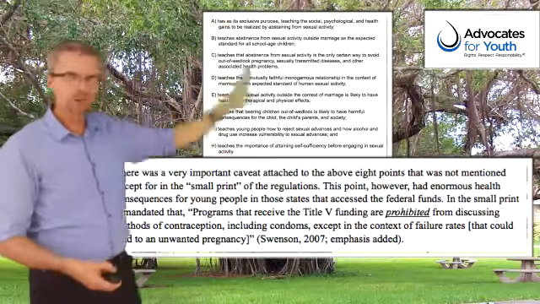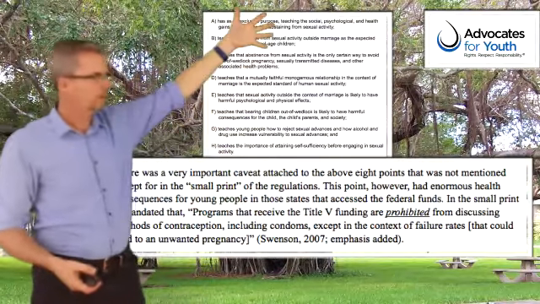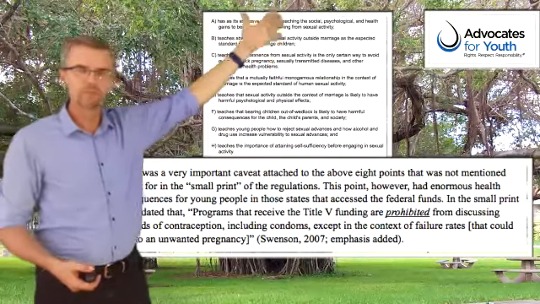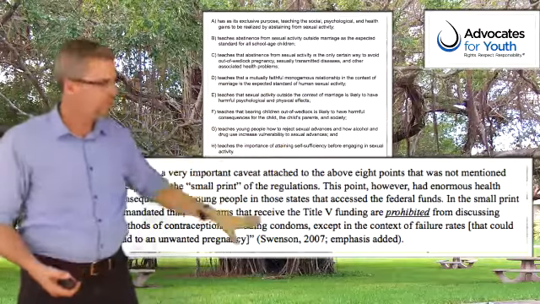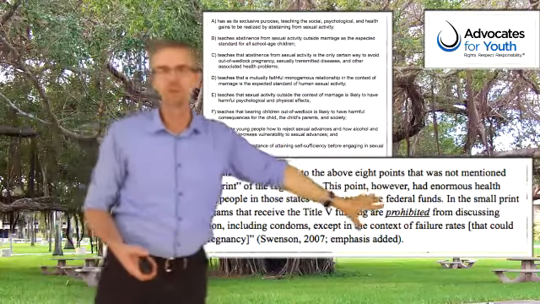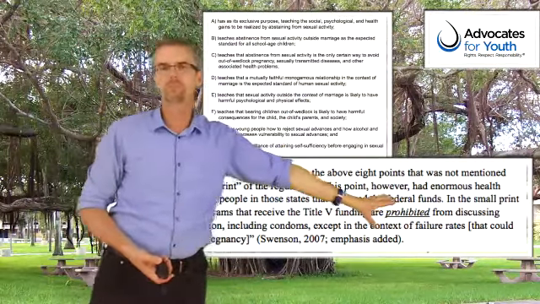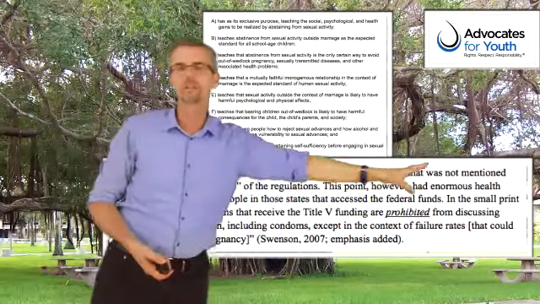So you can do all of these other 8 things that are proactive measures that you had to agree to, all 8 of them, but you had to also agree that you would never ever talk about contraceptives except for the fact that they can fail and cause an unwanted pregnancy.